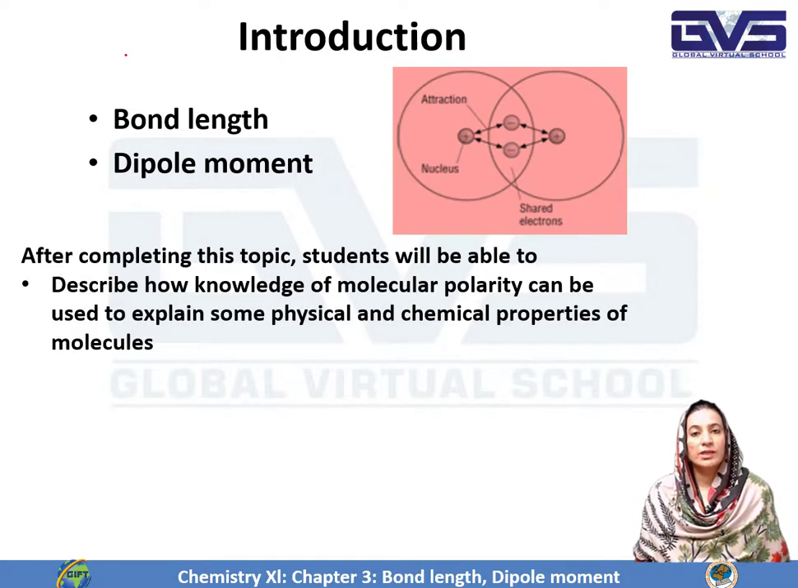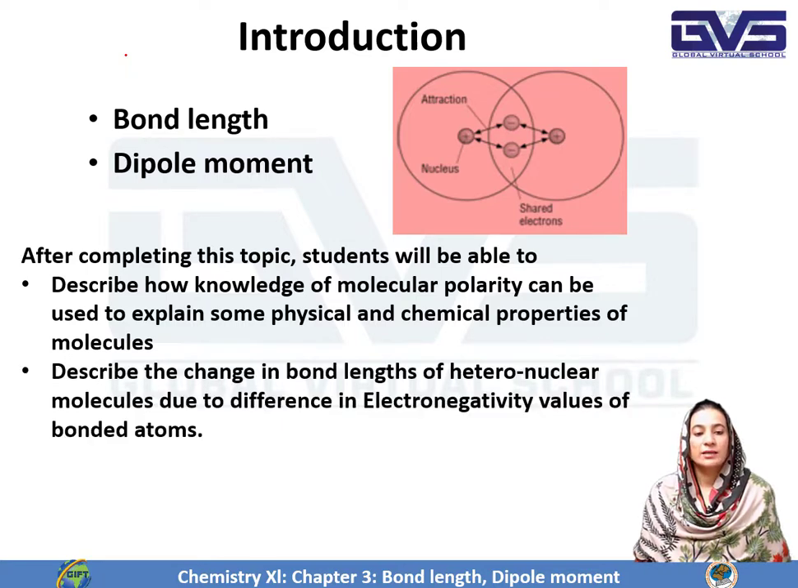After completing this topic, you will be able to describe how knowledge of molecular polarity can be used to explain some of the physical and chemical properties of the molecule. We will observe this with the help of solved examples, and you will also be able to describe the change in bond lengths of hetero-nuclear molecules, which is due to the difference in electronegativity values of the bonded atoms.